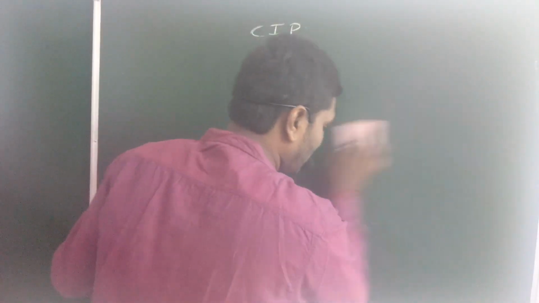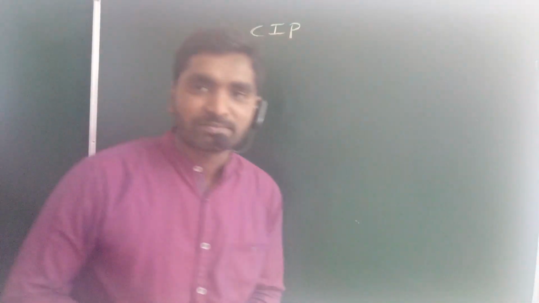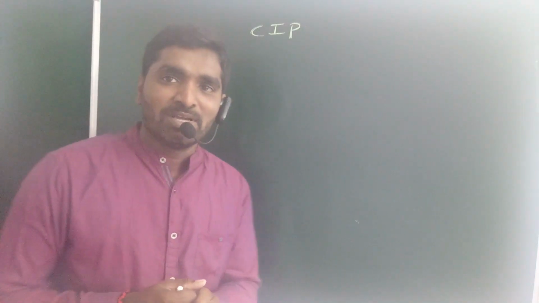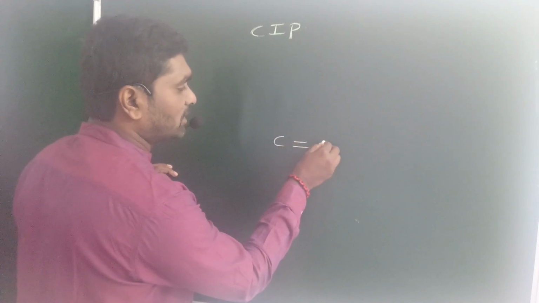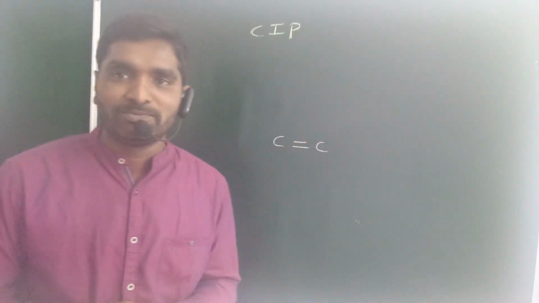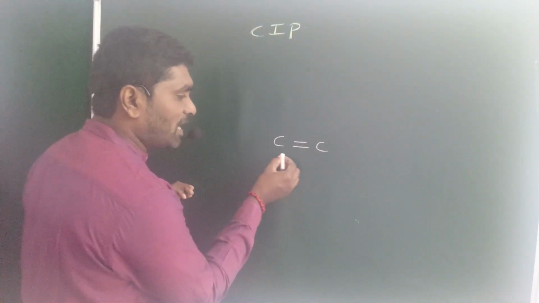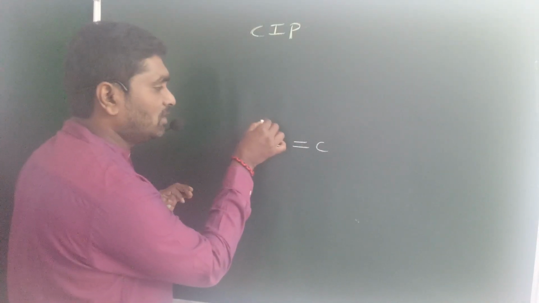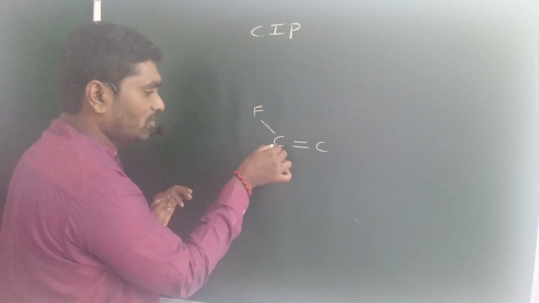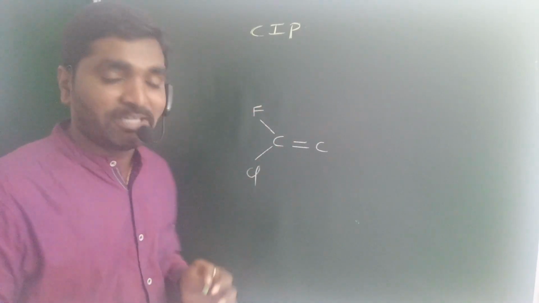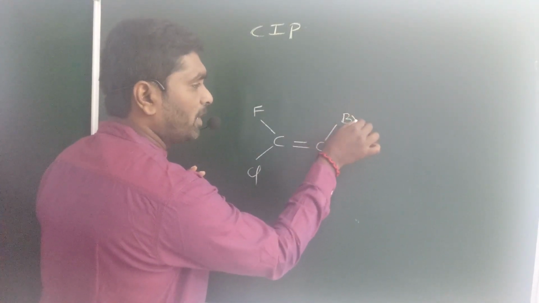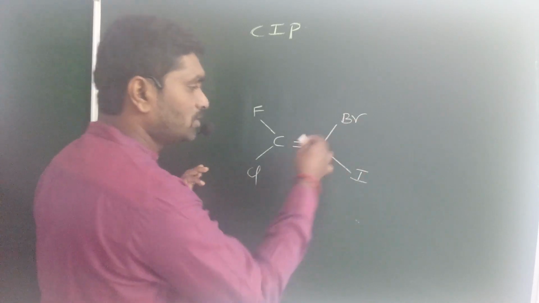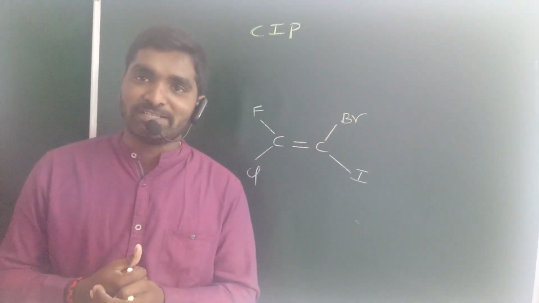Okay guys, ready? The first CIP rule, the simple one. For example, if a compound is like this, a C double bond C type of compound. This may be the first carbon atom, this may be the second carbon atom. On the first carbon atom, fluorine and chlorine, two atoms are present. On the second carbon atom, maybe bromine and iodine. So another two different atoms are present.